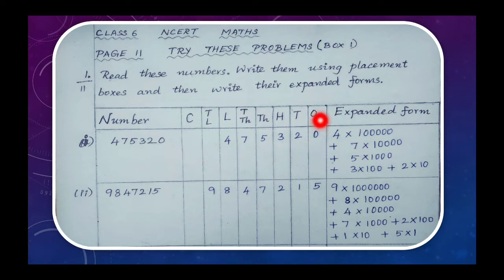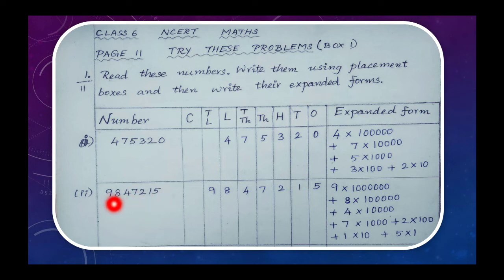0 in ones place, 2 in tens place, 3 in hundreds place, 5 in thousands place, 7 in 10,000 place, 4 in lakhs place. Then the expanded form is 4 into 1 lakh plus 7 into 10,000 plus 5 into 1000 plus 3 into 100 plus 2 into 10 plus 0 into 1. But we do not write 0 into 1 because there is no change by adding 0 into 1. So we have not written 0 into 1.